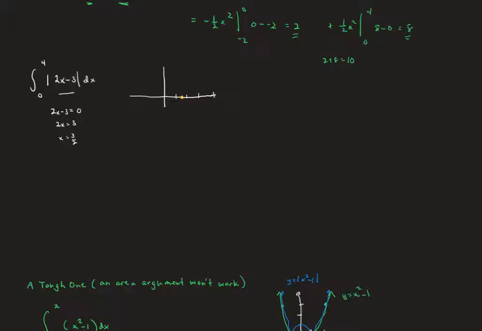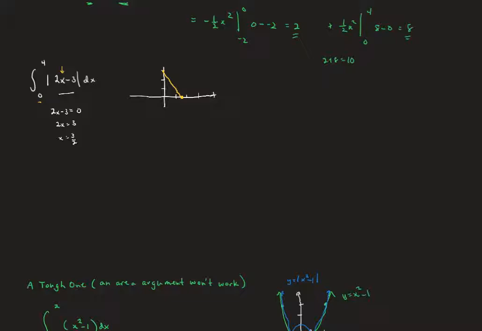That's where our absolute value is going to be 0. Our boundary on the left is 0. If we plug in 0 for our x, 2 times 0 is 0, minus 3 is negative 3. The absolute value of negative 3 is 3, so we're going to be up here at 3. So this is going to be part of our absolute value.